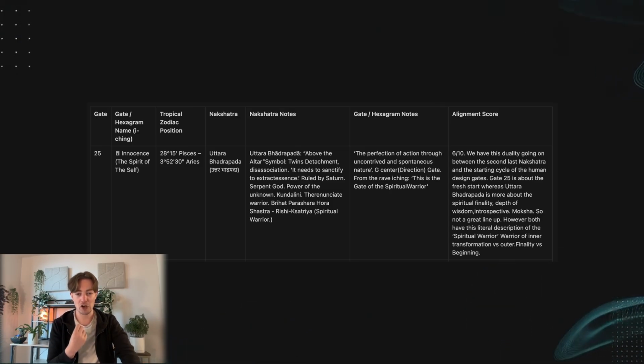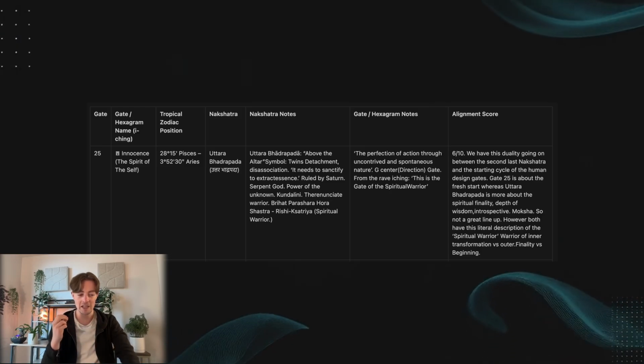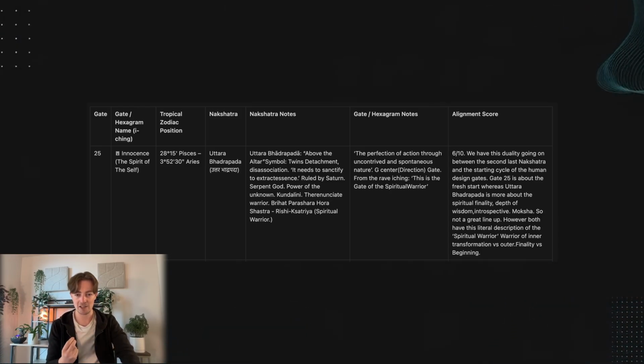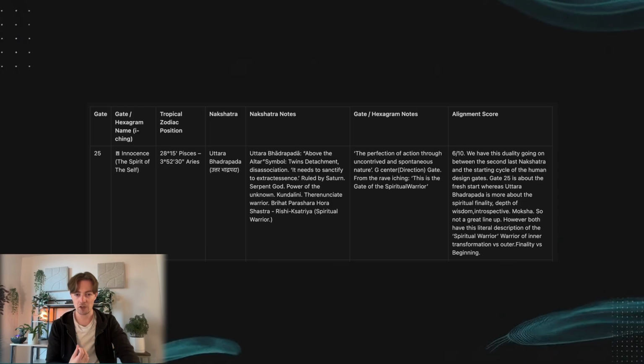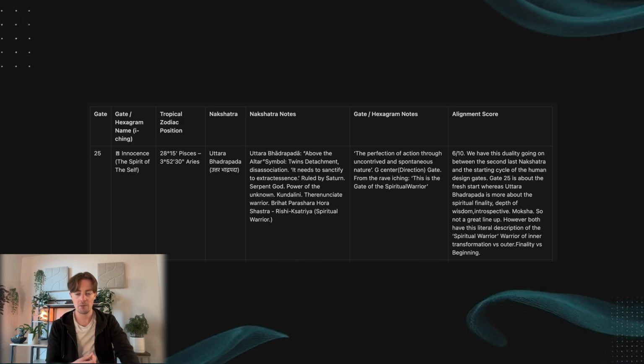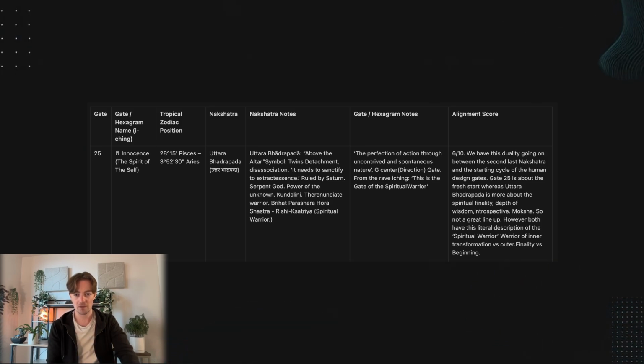In the Brihat Parashara Hora Shastra, which is the number one kind of ancient Vedic text for Jyotish or Vedic astrology, I'm taking some notes from that ancient source as well. It's associated with being of the Rishi Kshatriya, the spiritual warrior class.